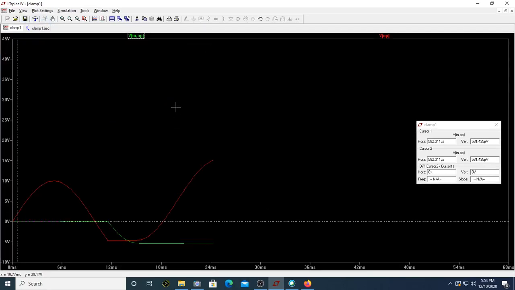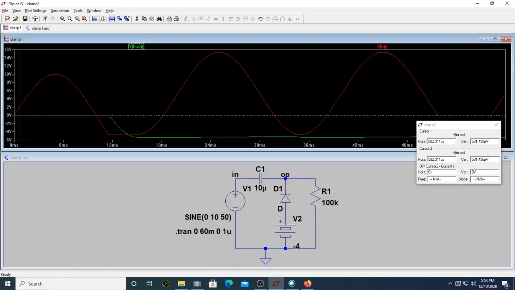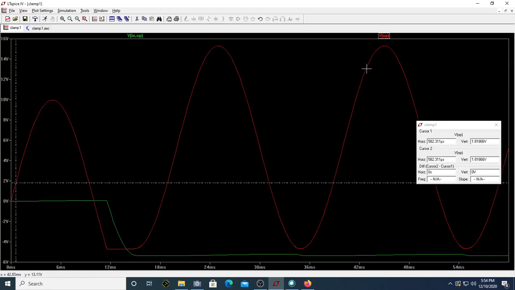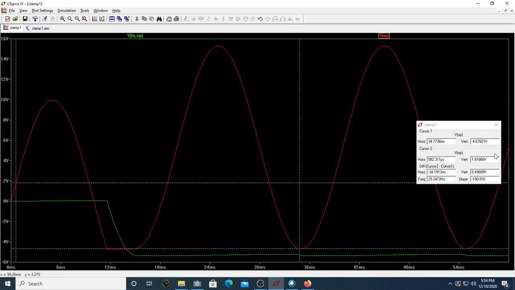Just have a look at the negative peak. Negative peak is now clamped to some negative voltage, because you can see this is minus 4. So the negative peak is now clamped to minus 4.6. Just have a look at this. You can just see where it is clamped to. You see now it is minus 4.6. It's actually minus 0.6 plus minus 4, which is minus 4.6.